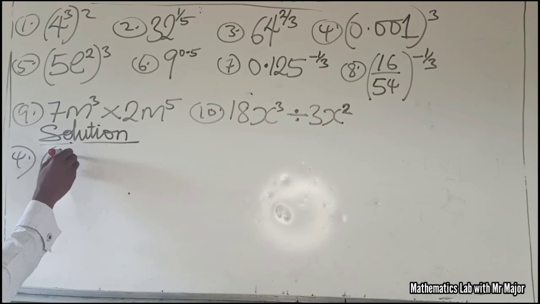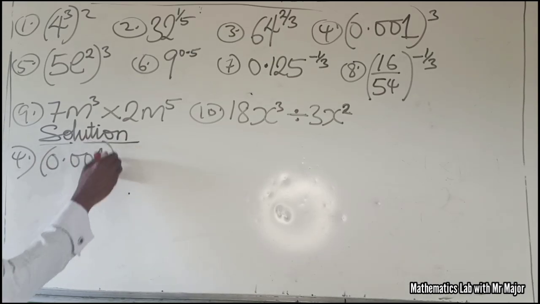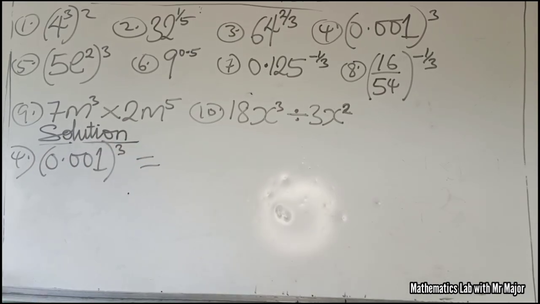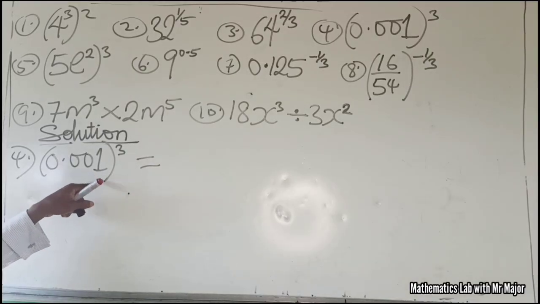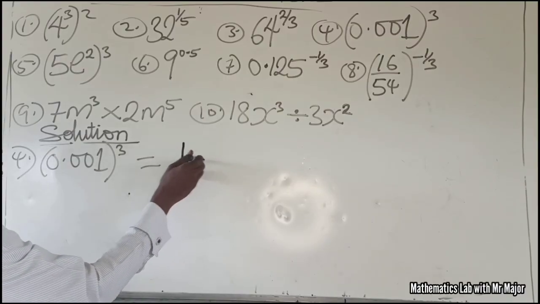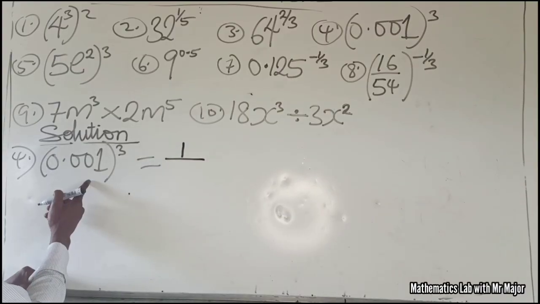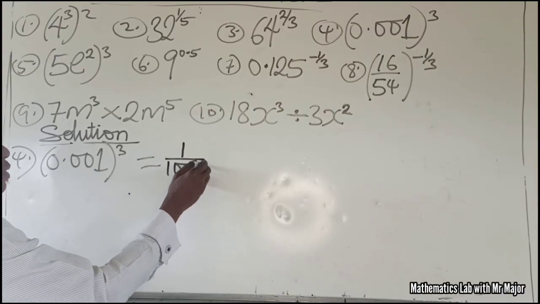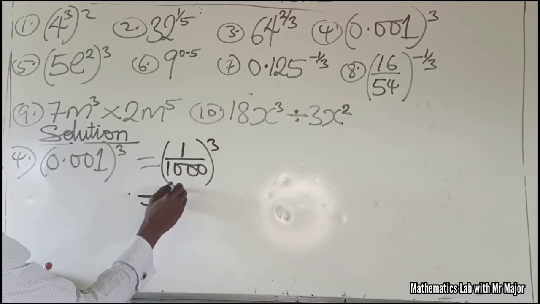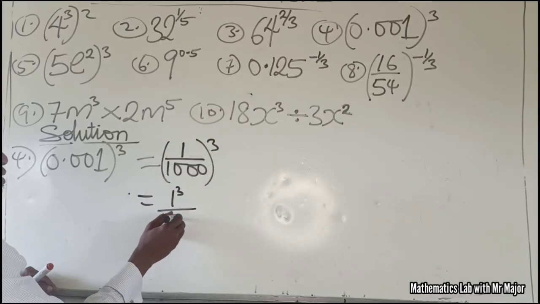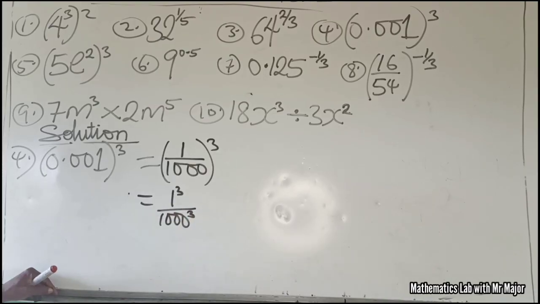Question 4 is 0.001 raised to the power of 3. We must first of all change this to a fraction. 0.001 is the same thing as 1 over 1,000. So that means 1 over 1,000 raised to the power of 3, which is 1 to power 3 over 1,000 to power 3.